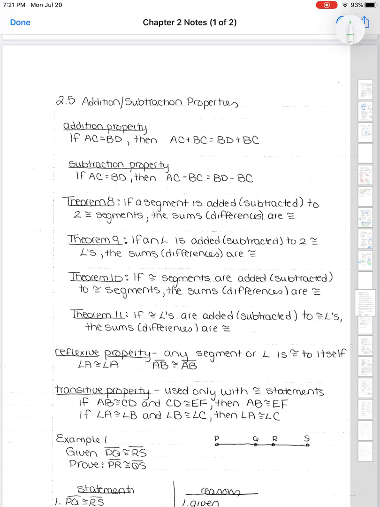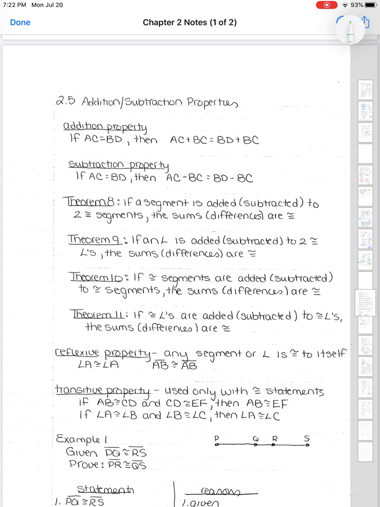The two new properties, the first one is the reflexive property. That is something that we are going to use very often. It is sort of like the one that people read and they're like, why? That's stupid. But basically what it says is any segment or angle is congruent to itself. So angle A is congruent to angle A, and AB is congruent to AB. We use this pretty much most of the time when we get to chapter 3.